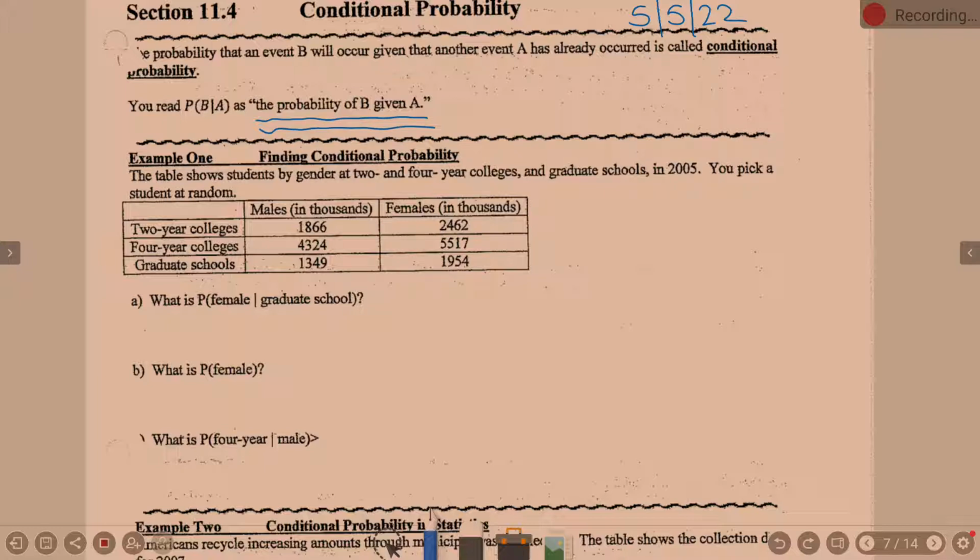It basically comes down to our denominator will not always be all the possibilities. We'll have selected possibilities there. So let's look at example 1, and I'll try and make this make sense.